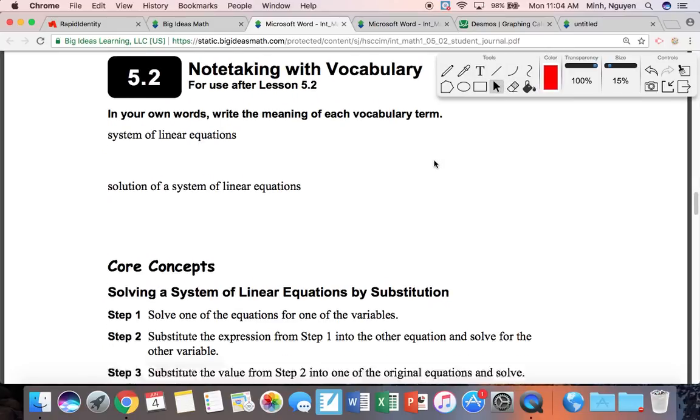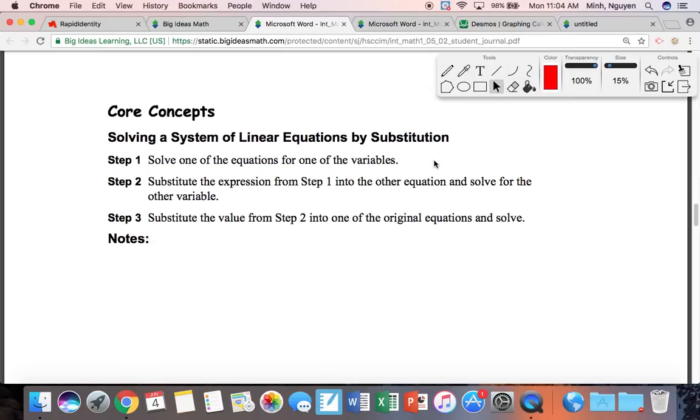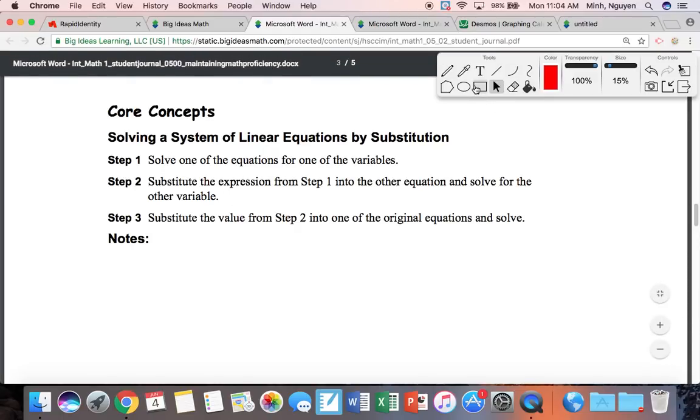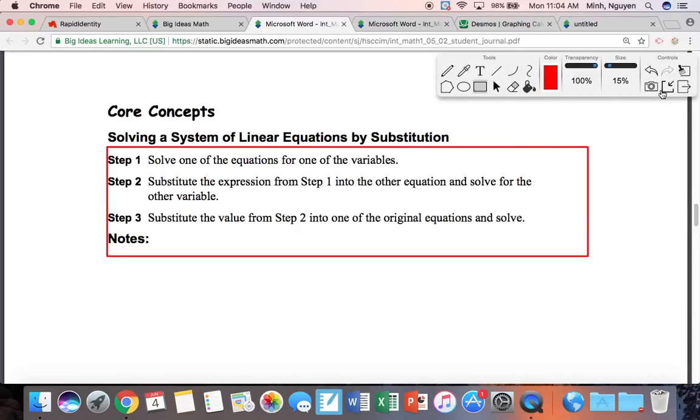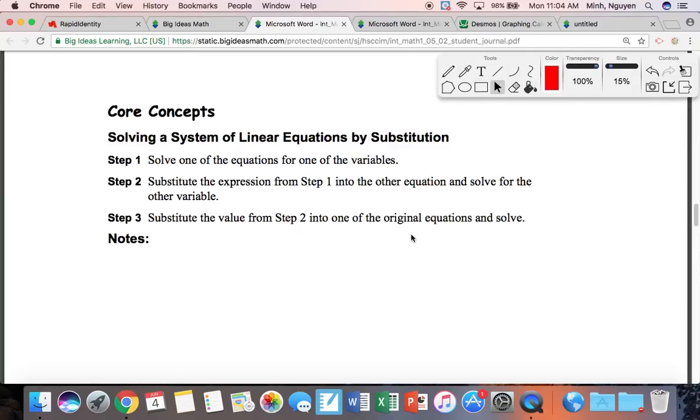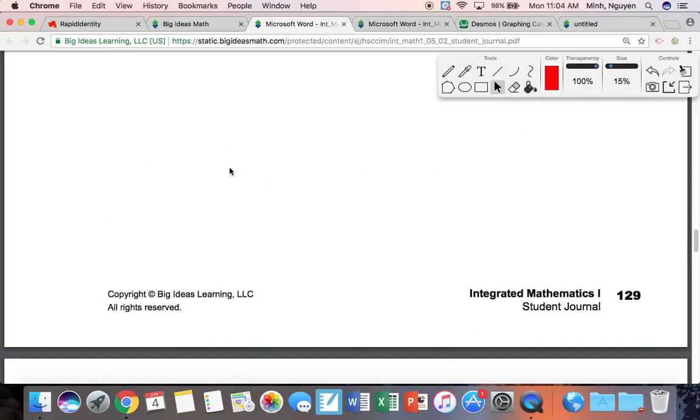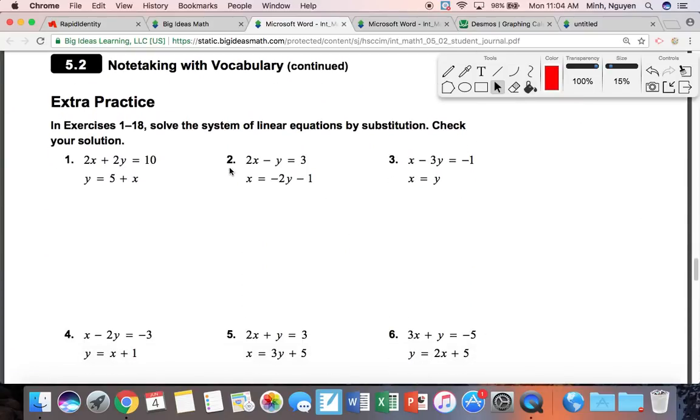Okay, moving on. Step 1: solve one of the equations for one of the variables. Step 2: substitute the expression from step 1 into the other equation and solve for the other variable. Step 3: substitute the value from step 2 into one of the original equations and solve. This sounds like a mouthful if you haven't done it yet, but when we do it, you'll just refer back to these steps and you'll see that it is actually pretty self-explanatory and makes a lot of sense when you know what it's referring to. So first, solve one of the equations for one of the variables. Let's just go into some examples now.